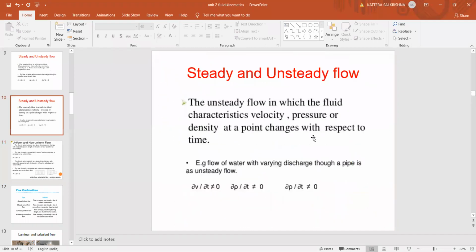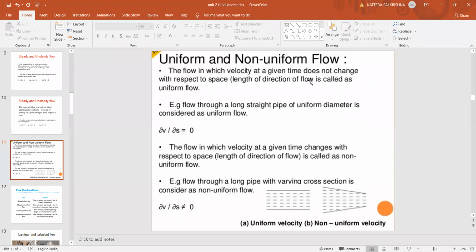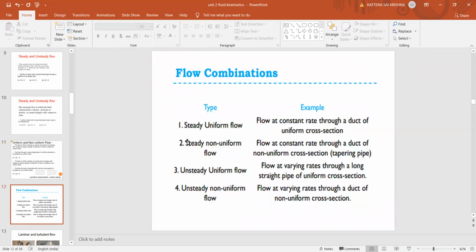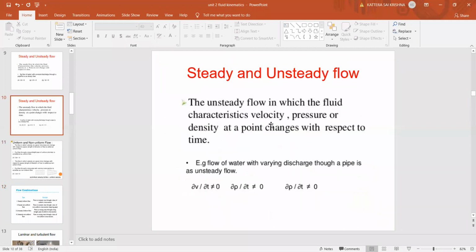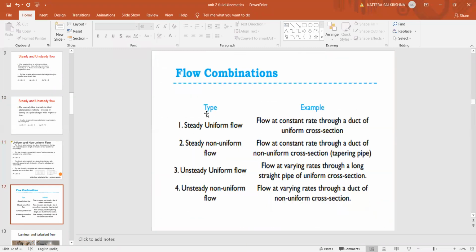So here we have seen two things, that is steady and unsteady, and uniform and non-uniform. So the combination of these four can be possible. That is the next thing which you are seeing before going to the next type of flow, the combination of the flow. It may be steady uniform flow, steady non-uniform flow, unsteady uniform flow, and unsteady non-uniform flow. Nothing but combinations of these four. In that way, the combinations are also possible.